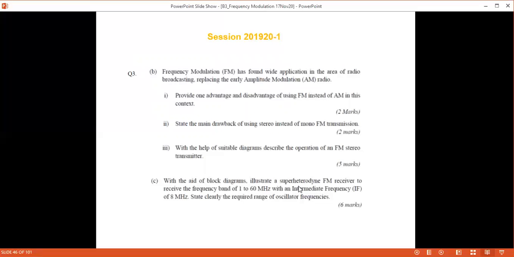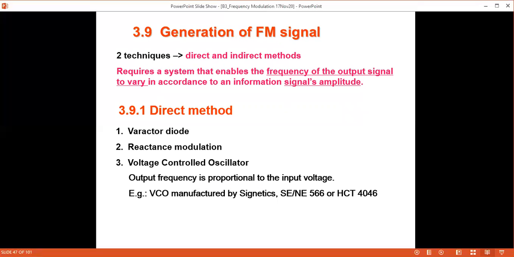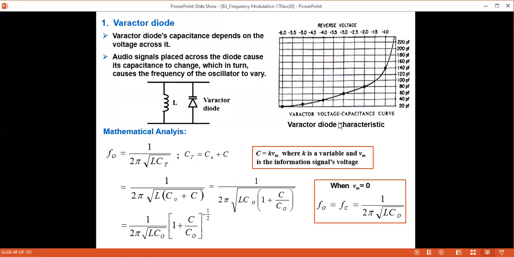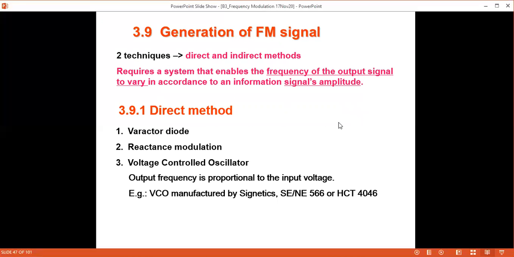Those are some examples of final year exam questions that address what we will learn in the second part of the FM chapter. Hopefully you'll be able to grab the highlights of those questions. And okay, we'll continue with the generation of FM signals.